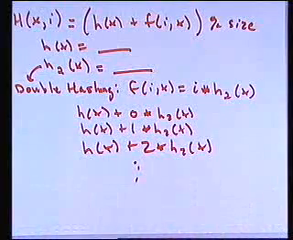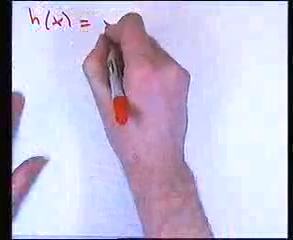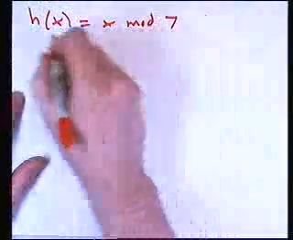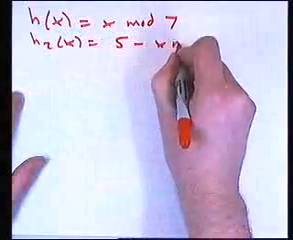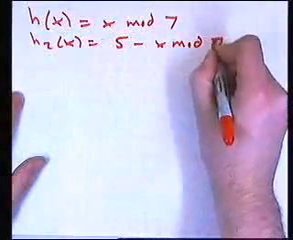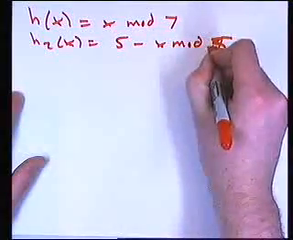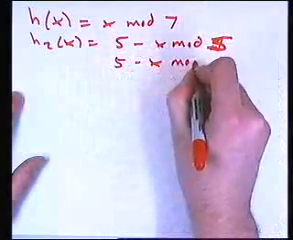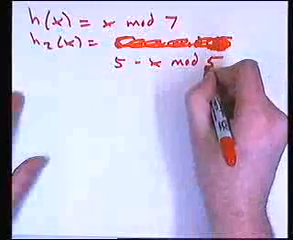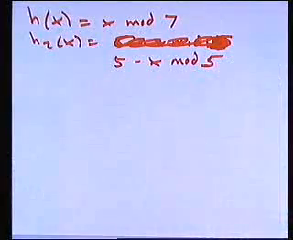So by way of an example, which we didn't really have time for last time, we'll stick again with H of X equals X mod 7, and let's say H2 of X equals 5 minus X mod 5.